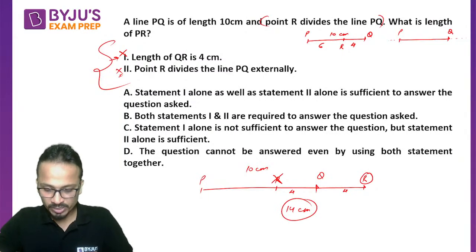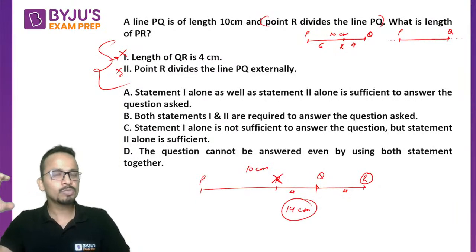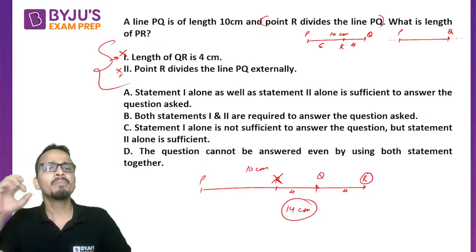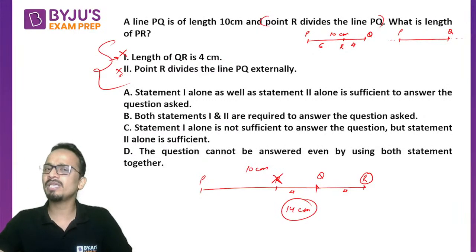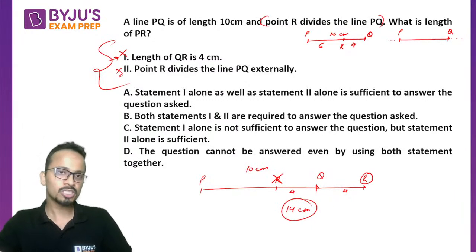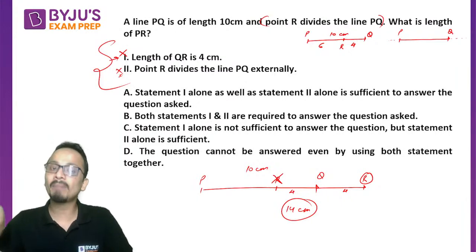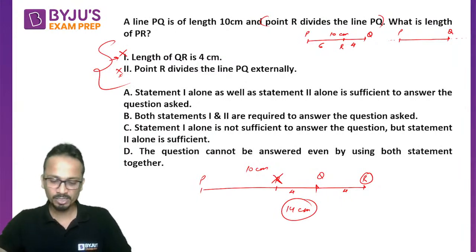Okay. Jayesh, you're saying that if the second statement says point R divides the line PQ internally, then again using both the statements we can give the answer, because saying internally does not mean the external case will be eliminated. So still for statement 1, both the cases will be open. We had not considered that, that is our mistake. Okay, fine.